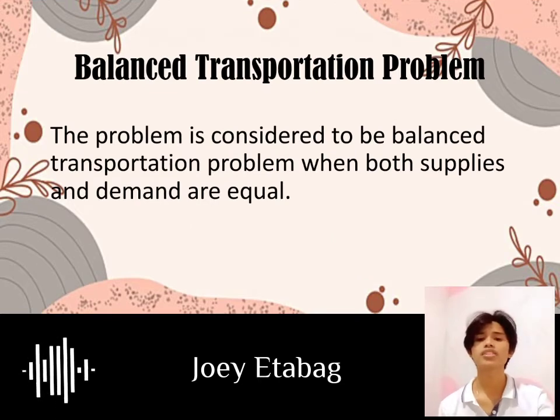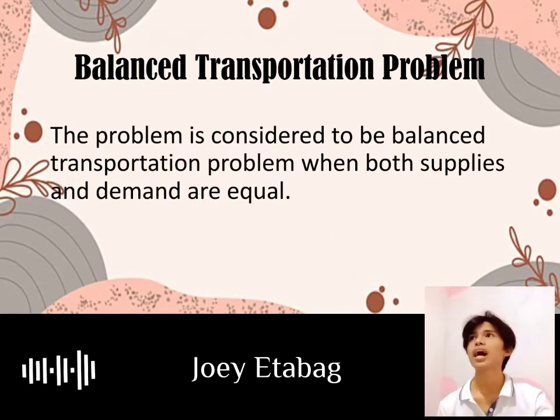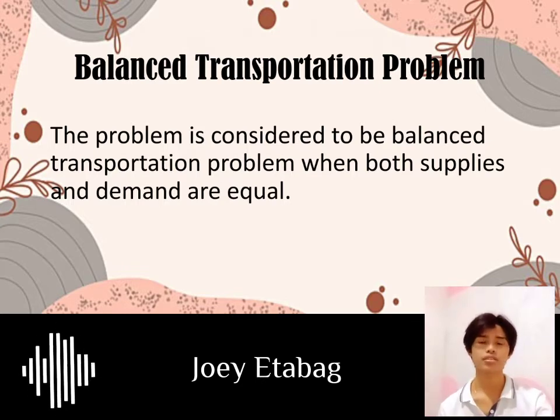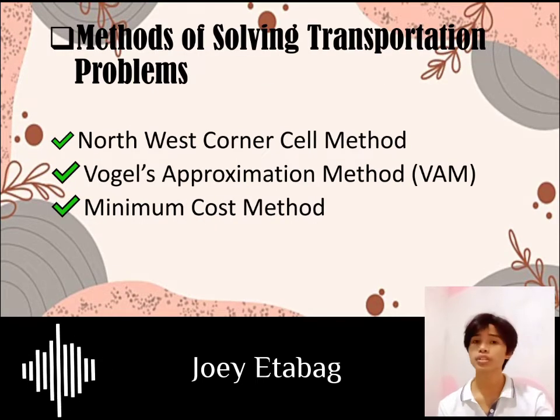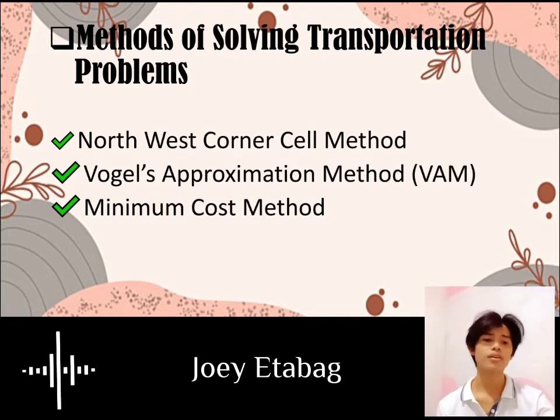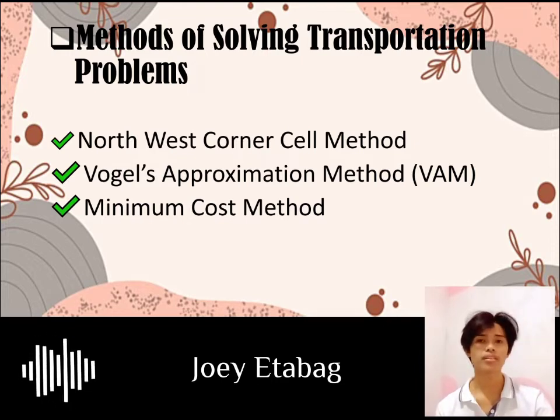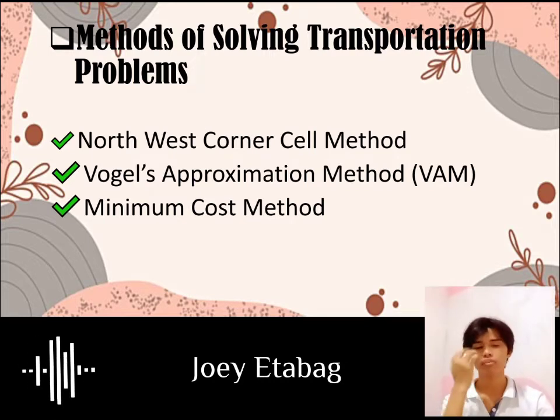So what is a balanced transportation problem? How do we consider which problem is to be considered a balanced transportation problem? When both supplies and demand are equal, it is to be considered a balanced transportation problem. So let's remember that when both supplies and demand are equal, it is considered a balanced transportation problem. There are 3 methods in solving transportation problems, and we can choose from any of these three methods. We have the northwest corner cell method first. Second is the Vogel's approximation method, or the VAM, and the third one is the minimum cost method. So any of these three methods will do in solving for transportation problems.